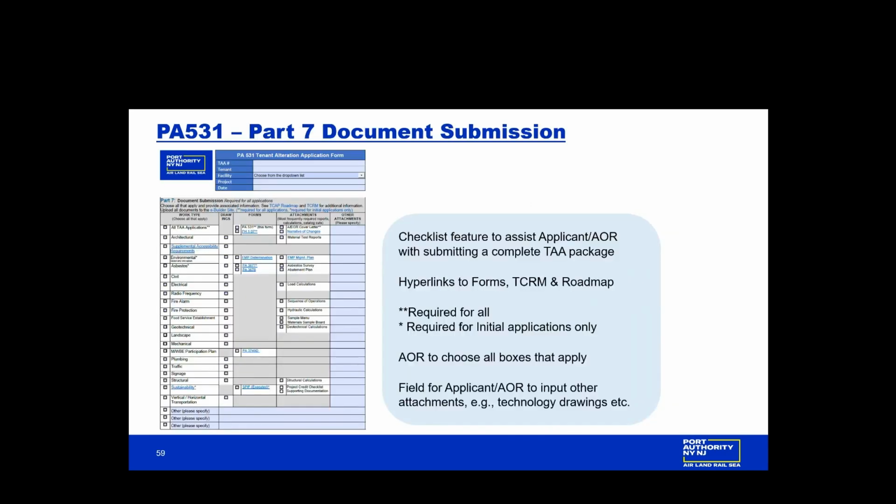Again, part 7 is meant as a checklist feature, and it should assist you to make sure you submit a complete application. On part 7, you'll see all the blue highlighted items, and those are hyperlinks to any forms, the TCRM, and the roadmap. And we also have asterisks. A double asterisk is a requirement for all submissions. A single asterisk is required for initial applications only. The architect or engineer of record should choose all the boxes that apply. There's also a field for the applicant or architect engineer of record to input other attachments. Next slide.